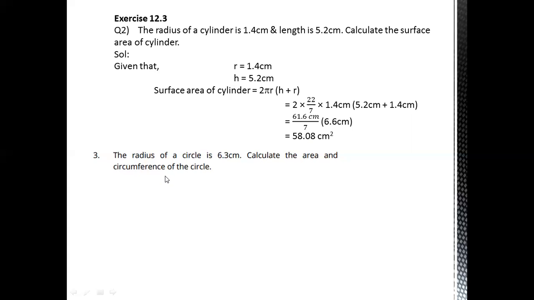Question number 3 is the radius of a circle is 6.3 centimeter. Calculate the area and circumference of the circle. Radius is given.